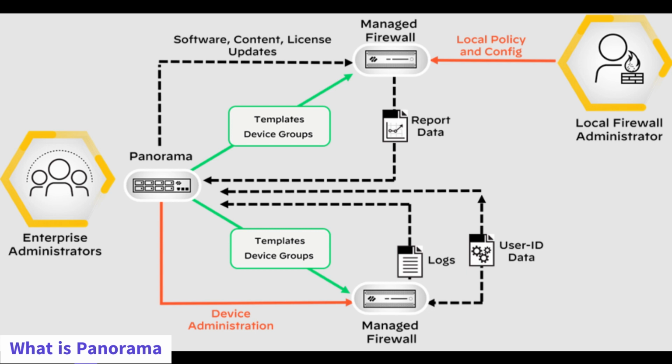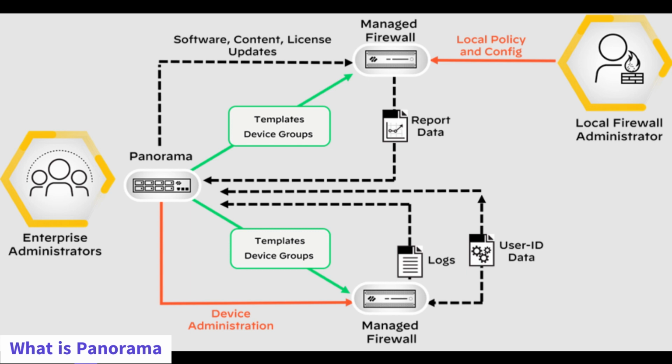Software, content, and license updates. You can use Panorama to manage and deploy all firewall software, threat updates, and licenses. Regular threat updates can be centrally downloaded from Palo Alto Networks to the Panorama appliance and then distributed through scheduled updates to managed devices. Licenses can be monitored and updated for all managed devices.